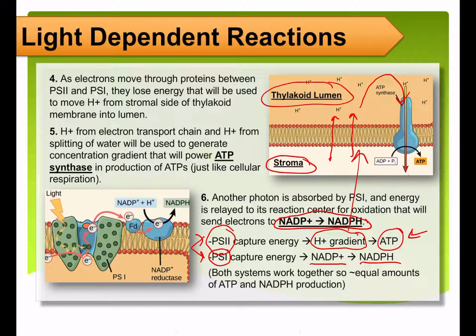PS2 is making ATP with the hydrogen ion gradient. PS1, you're reducing NADP plus to NADPH. And water is only split in PS2. Okay, water splitting only happens within PS2, not PS1.